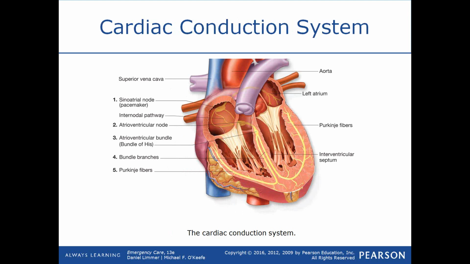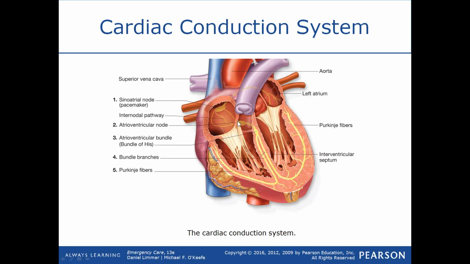Now, the heart, as I had mentioned, is an electrically driven muscular pump. And the primary pacemaker in your heart is the sinoatrial node. It normally fires, or discharges, an electrical spark at a rate of 60 to 100. When it discharges, the electricity travels through the internodal pathways, causing both atria to contract at the same time.